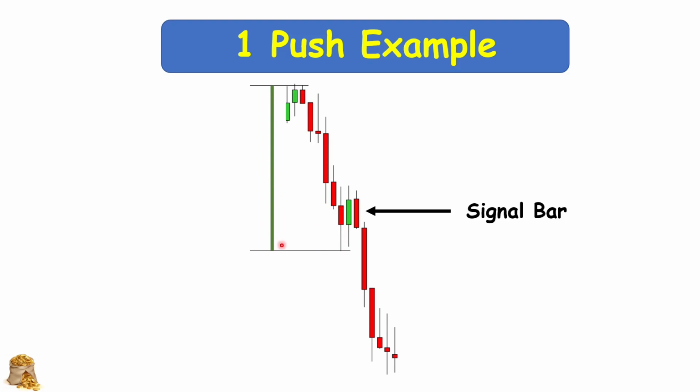And again, we measure down based on the top of the pullback. This time it is the top of the bull bar. If the pullback is a bear bar, we measure at the top of the bear bar. But in this case, it is the bull bar, and then we measure down. Here is the profit target. You want to take the profit here.